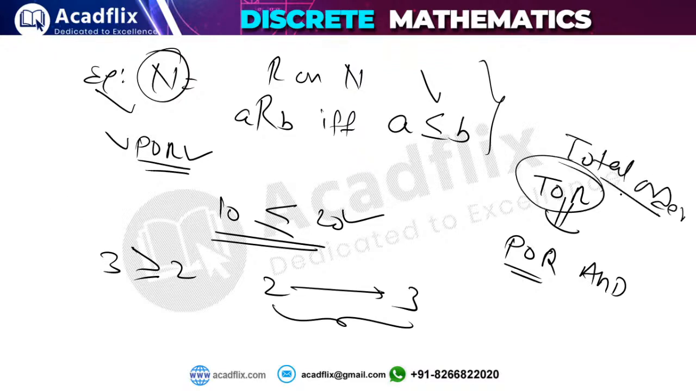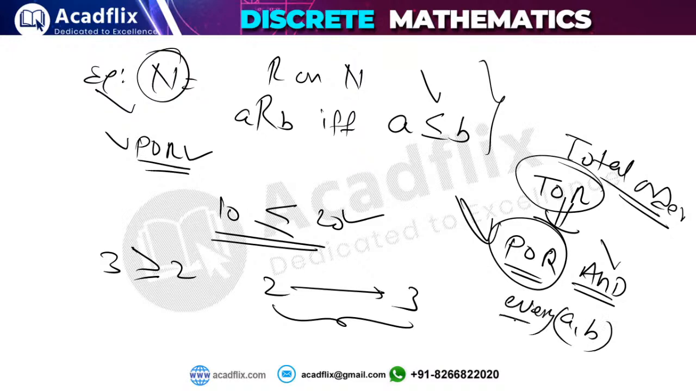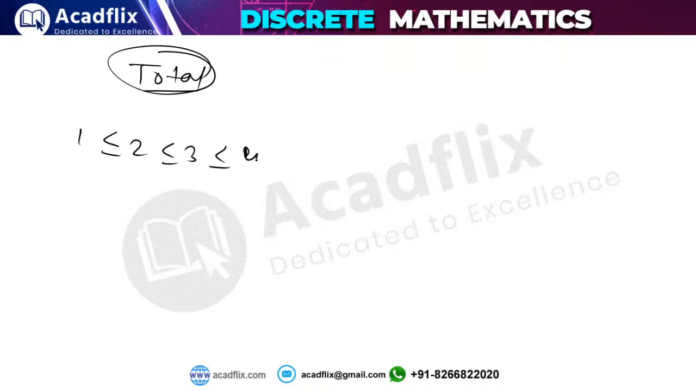So this is what we mean by total order. Total order means first of all it must be a partial order relation, and every two elements, whatever two elements you take, must be related. Then we call it a total order relation. Why do we call it total order? Because this relation puts all the elements in a chain. For example, 1 is less than or equal to 2, 2 is less than or equal to 3, 3 is less than or equal to 4, 4 is less than or equal to 5, and so on. You can see there is a chain here.